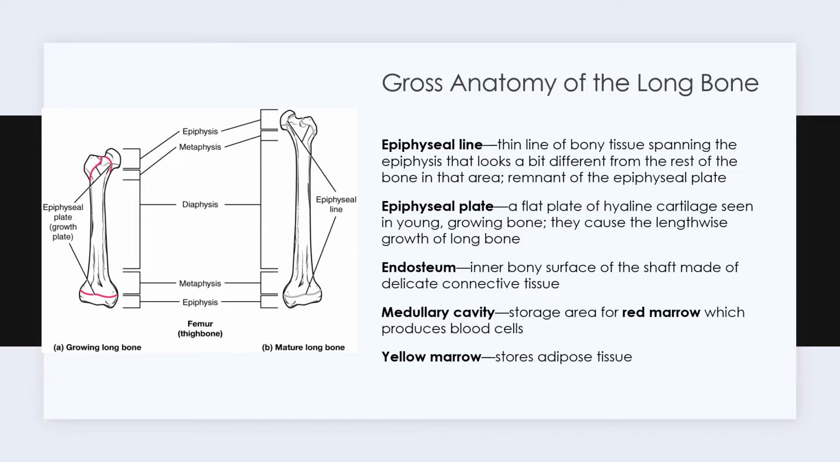A couple other things you can see here, and see in your book rather. Endosteum is the inner bony surface of the shaft, made of delicate connective tissue. The medullary cavity is the storage area for the red marrow, which produces blood cells. And then yellow marrow is where adipose tissue is stored. Red marrow is found in infants and remains in children until about the ages of 6 or 7, when it's replaced by yellow marrow. In adults, red marrow is confined to the cavities in the spongy bone of the axial skeleton, the hip bones, and the epiphyses of the long bones, such as the femur or the humerus.